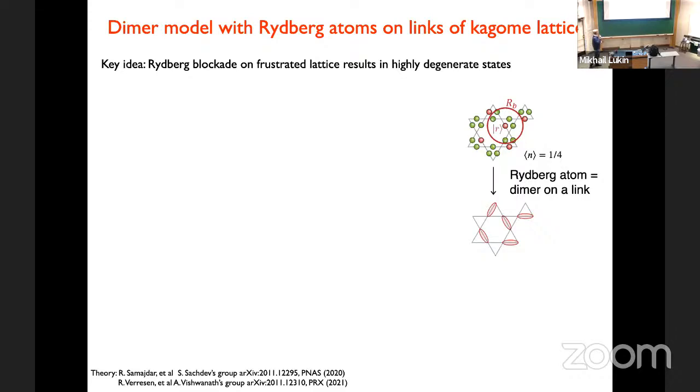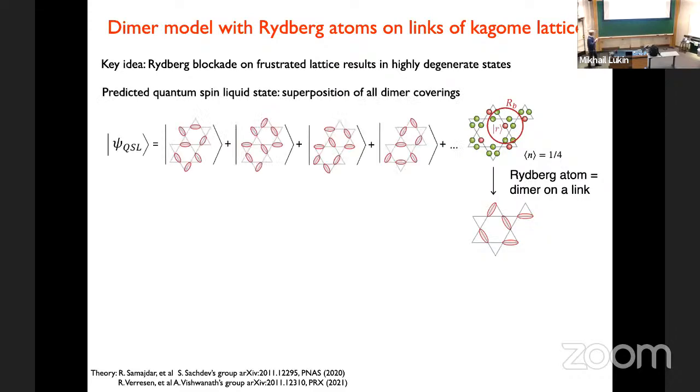Ashwin's group in particular made a prediction that, under these conditions, we should create a state which is a superposition of all of these dimer coverings, which will be basically a spin liquid state, a classic Z2 spin liquid. Exactly. One Rydberg atom here corresponds to a dimer, right? And the prediction is we should have this type of superposition.